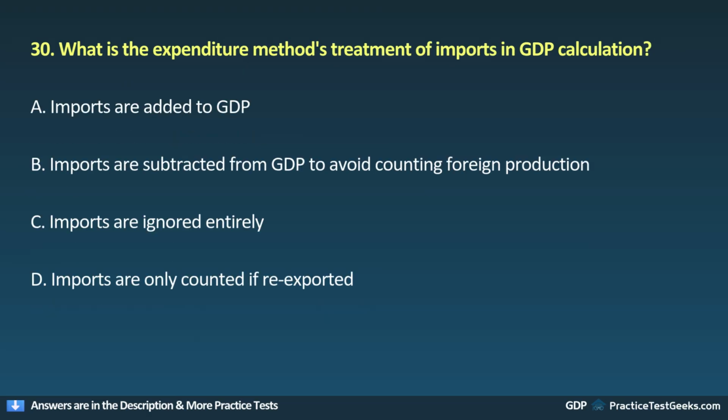30. What is the expenditure method's treatment of imports in GDP calculation? A. Imports are added to GDP. B. Imports are subtracted from GDP to avoid counting foreign production. C. Imports are ignored entirely. D. Imports are only counted if re-exported.